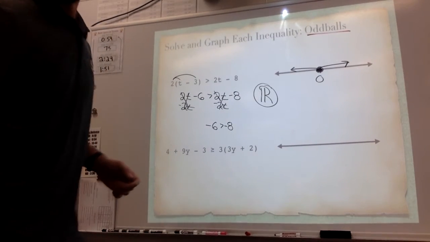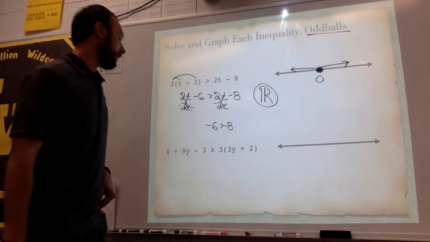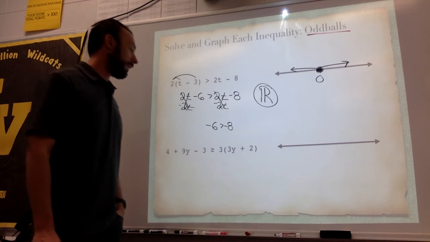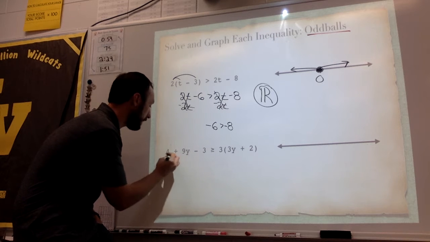But let's get back to it. Now we have 4 plus 9y minus 3 is greater than or equal to 3 times the quantity of 3y plus 2. So let's do a couple things on this left-hand side. Let's go ahead and combine like terms.